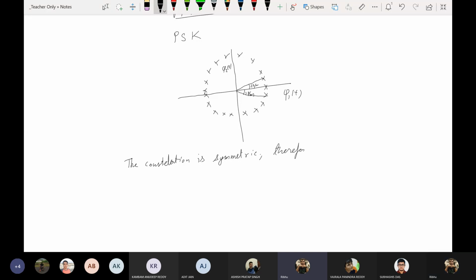Therefore, for equal prior probabilities, the probability of error in any symbol, so let's say this is S1.